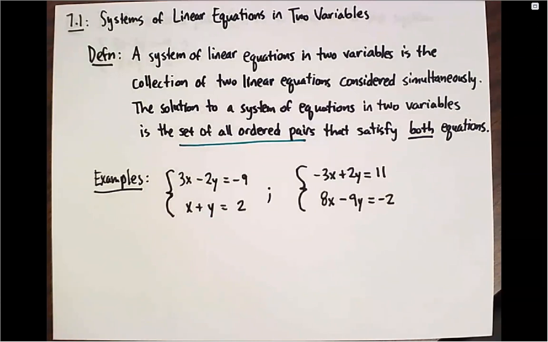So a couple of examples of systems of equations. 3x minus 2y equals negative 9 and x plus y equals 2. This is a system of 2 equations with 2 variables. Negative 3x plus 2y equals 11, and 8x minus 9y equals negative 2. That's a system. There's 2 equations and 2 variables, 2 equations, 2 unknowns.